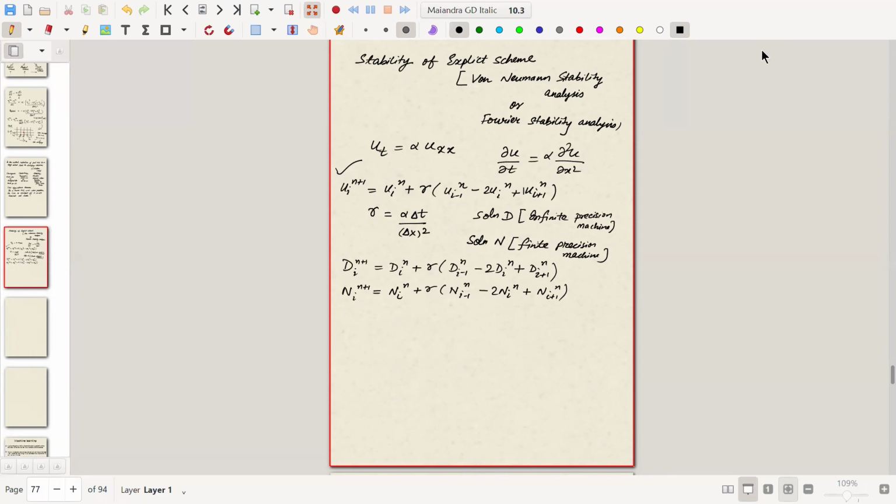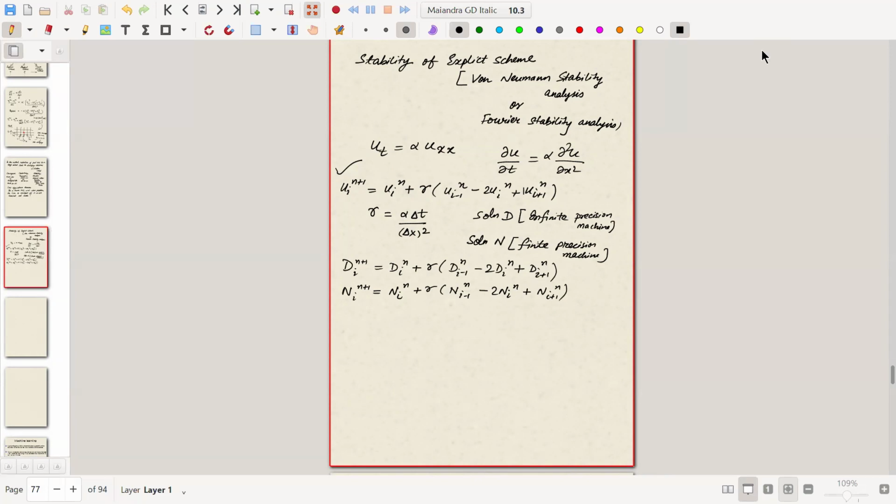Take the difference. Because we believe that infinite precision would give us the correct result, and finite precision will give us some erroneous result. So if we take the difference, then we will get the error term. All right. Yes. So we'll take the difference.